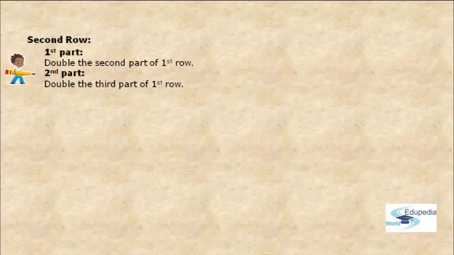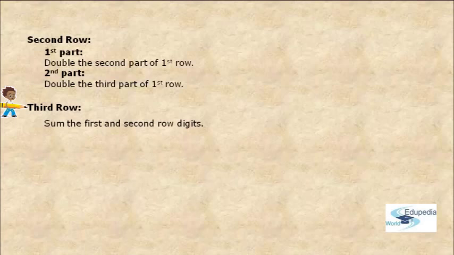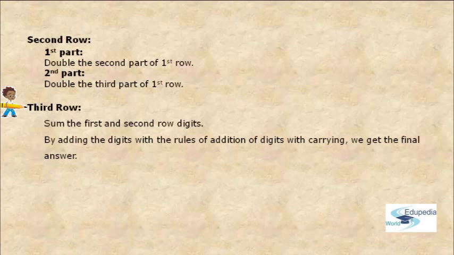Now we write the answers from the first row sequentially, and below the second and third parts of the first row, we write the second row answers. Then in the third row, we sum the first and second row digits and get some answers. We add those answers using the rules of addition of digits with carrying over, and finally we get the required answer, the cube of the given number.